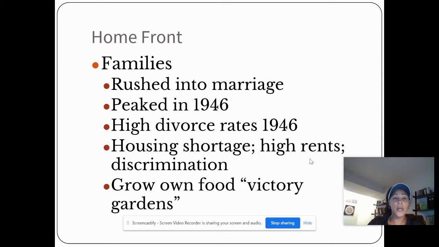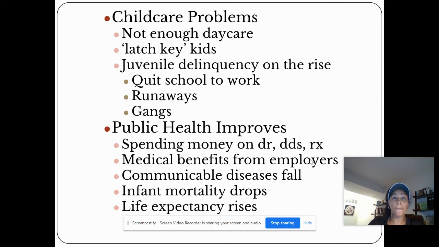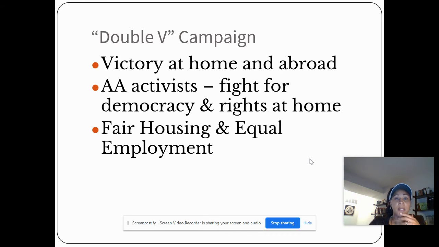Grow your own food. So they call that victory gardens. And you can see there's things with childcare, public health improvements. I'm gonna skip over that. Double V campaign, victory at home and abroad. So you have African American activists fighting for democracy and rights at home. So this is going to start to lead us into the civil rights movement, which we'll talk about after World War II. Fair housing and equal employment.